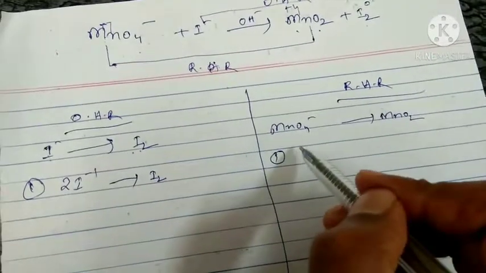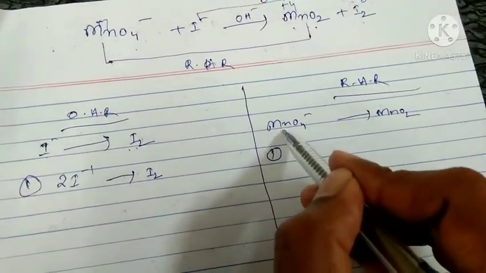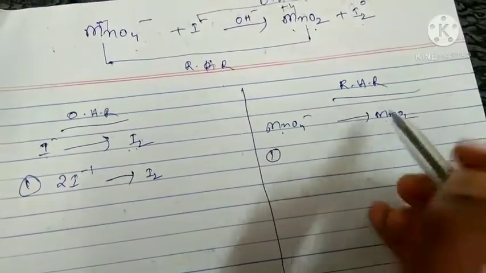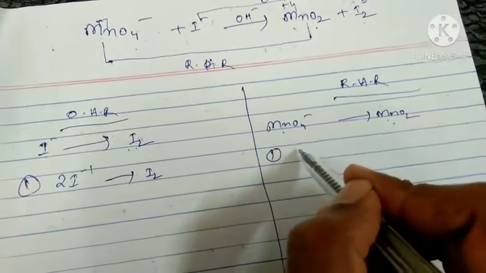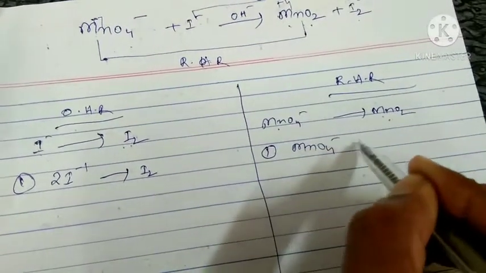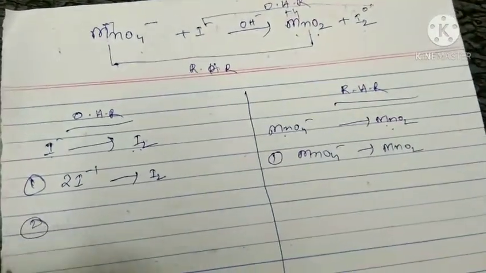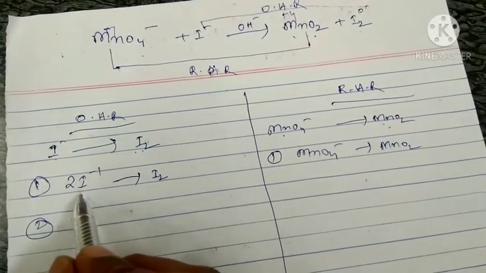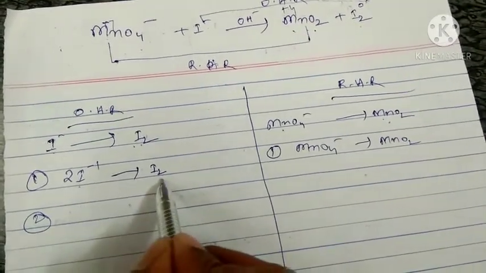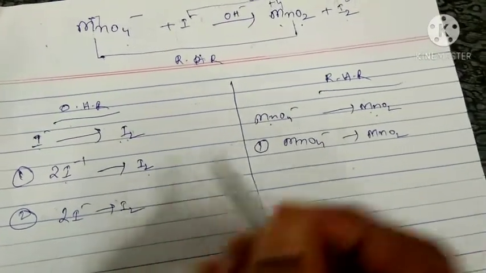The same step for the other half: manganese atoms are how many? 1, and on the right side also 1. So no need to balance, because the atoms are already balanced. So we write the same equation: MnO4 minus gives rise to MnO2. Next, the second step is balancing oxygen atoms. Here there are no oxygen atoms in the first half, so write the same equation: 2I minus gives rise to I2.